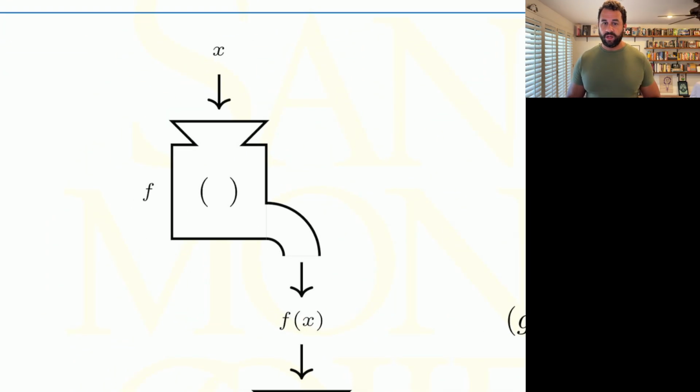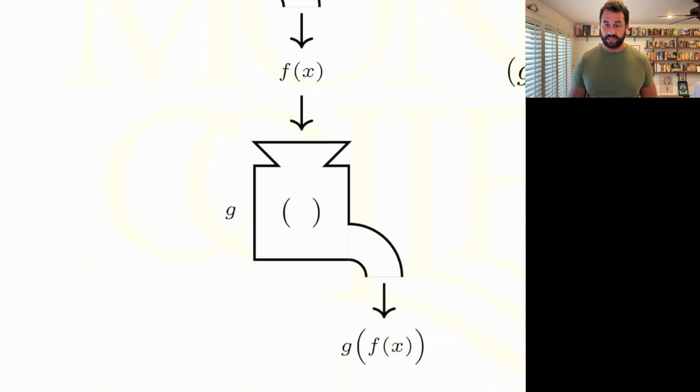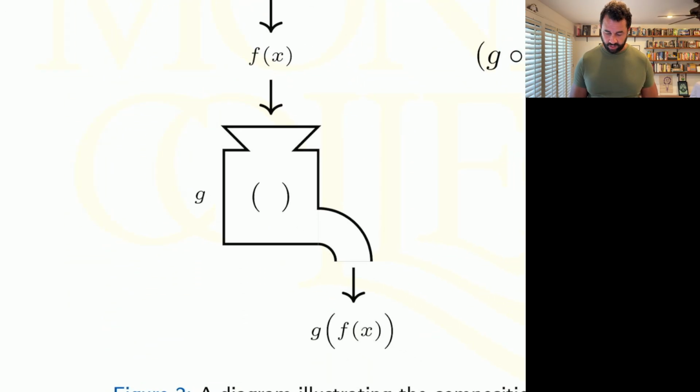Okay, so here x is going into the box f, and then what comes out is f of x, right? So that's the first function. What we're now going to do is take this output f of x and put it into another box. We're going to drop it into this box g, and what comes out? g of f of x. That is the composition process. Okay, that's the basic idea. So you can always come back to this to make sense of it.